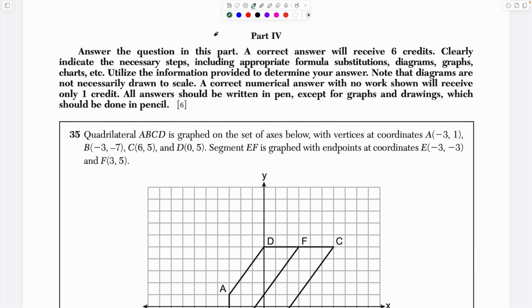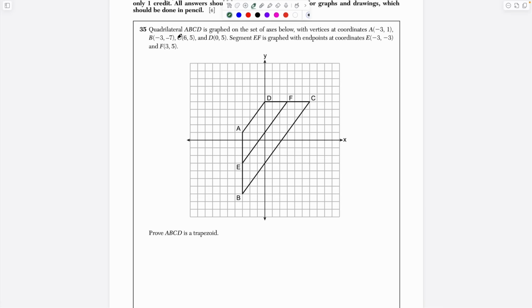So now we're moving on to part 4, the final boss. There's only one question here, and this question is worth 6 credits. Question 35, quadrilateral ABCD is graphed on the set of axes below, with vertices at coordinates A (-3, 1), B (-3, -7), C (6, 5), and D (0, 5). And then we have segment EF is graphed with endpoints at coordinates E (-3, -3) and F (3, 5).